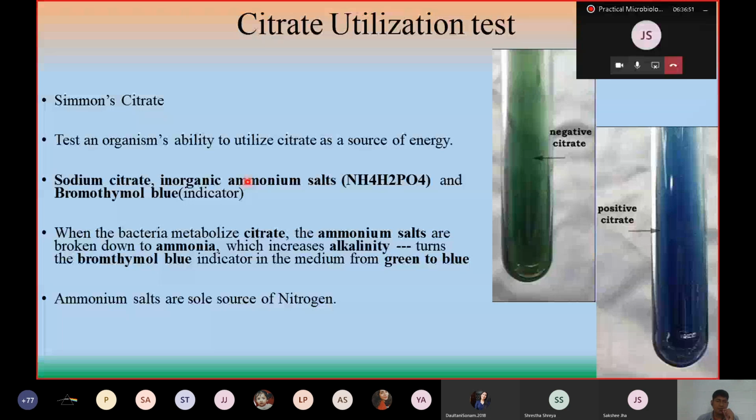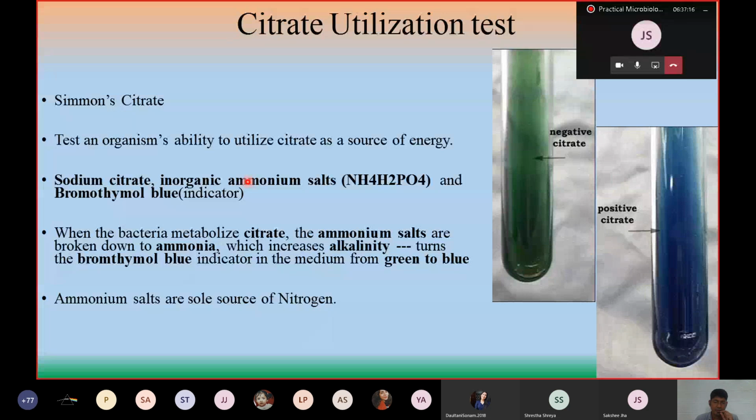So here what you have to remember is the test is citrate utilization, the medium is Simmons citrate medium. In positive it is blue in color, in negative it is green in color, or growth will be visible. In negative there is no change, the organism cannot grow on the media. This much you have to remember.